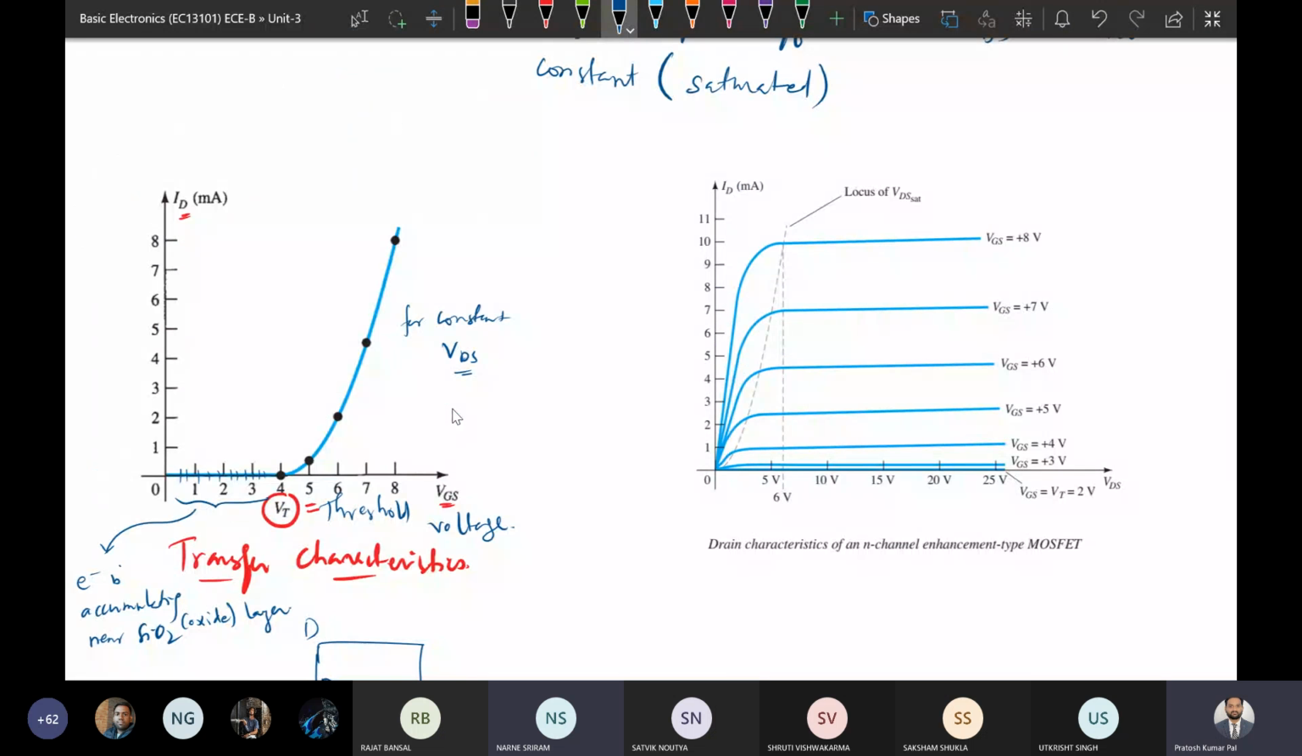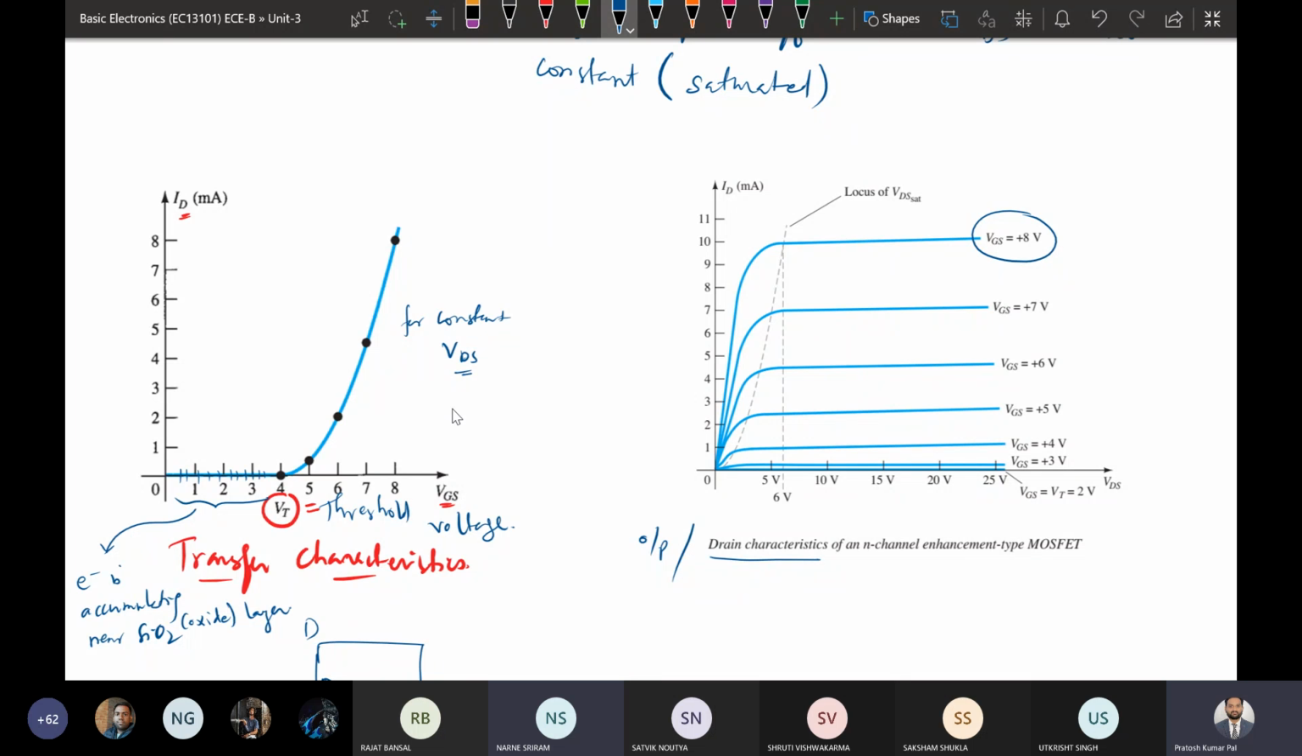And the next one is drain characteristics or output characteristics. In output characteristics, ID versus VDS, that is output voltage, will be plotted. This is plotted for a constant gate to source voltage. Suppose the gate to source voltage is plus 8 volt, which is sufficient to form the channel. So the channel is formed. Now we are going to increase the VDS.